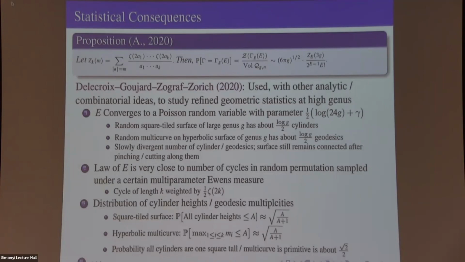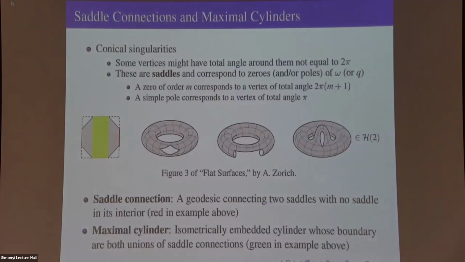So particularly the probability that all cylinders are just 1 unit tall, or, on the hyperbolic side, the probability that your multicurve is primitive, which means that all gamma are 1, is equal to square root 2 over 2. There are also others that I'm not listing. You can talk about large deviations. There's a wide slew of statistical consequences you can fish out from these formulas. Okay, so I want to mention the number a quarter somewhere in the talk.